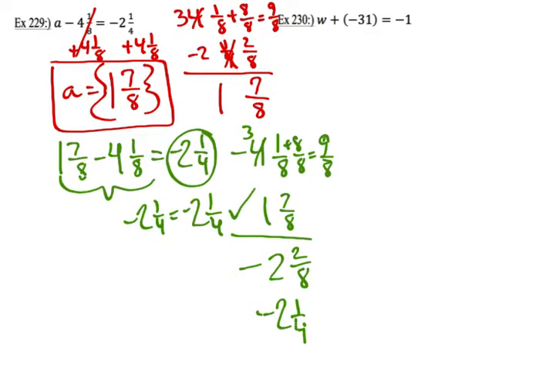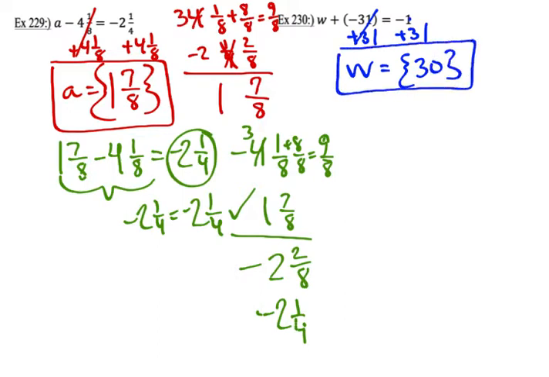Okay, next example. W plus negative 31 equals negative 1. To get rid of the negative 31, we need a positive 31 on both sides. And that gets rid of that. W plus 0 is W. Negative 1 plus 31 is 30. So I get my answer, W equals 30.